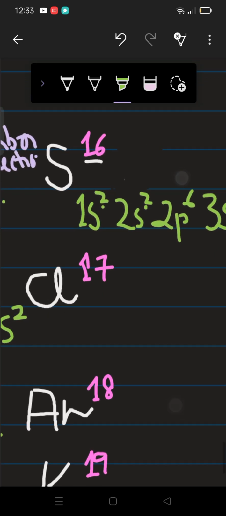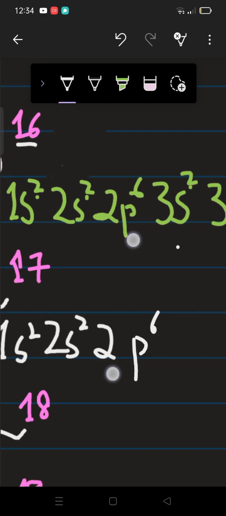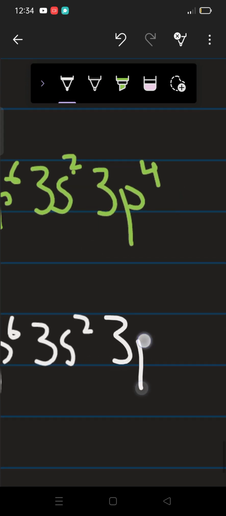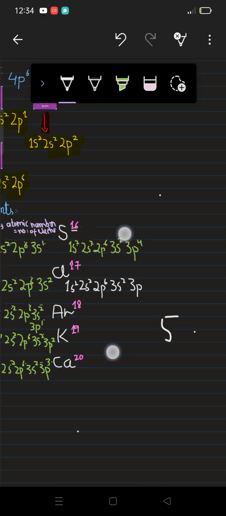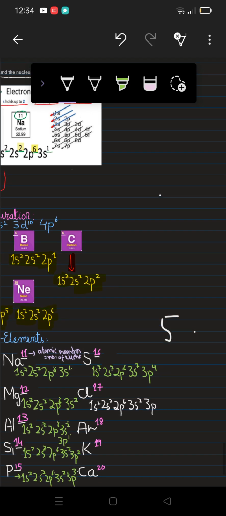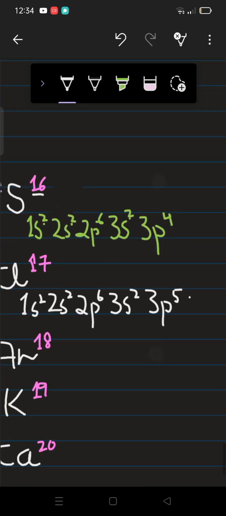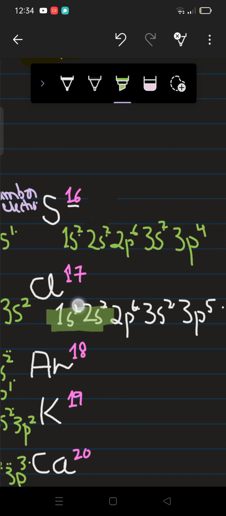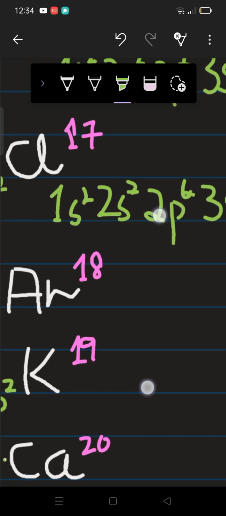Now moving towards chlorine. So 1s2, 2s2, 2p6, 3s2, 3p5. Alright, let's count. 2 plus 2 is 4, 4 plus 6 is 10, 10 plus 2 is 12, 12 plus 5 is 17. Okay, satisfying. 1s2, 2s2, 2p6, 3s2, 3p5 is the electronic configuration of chlorine.